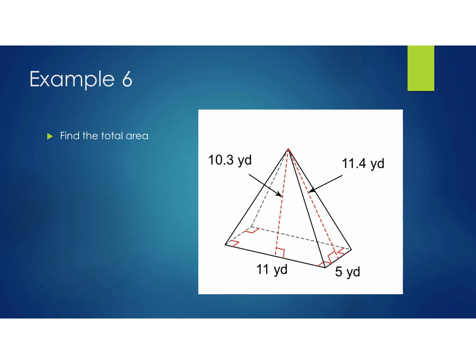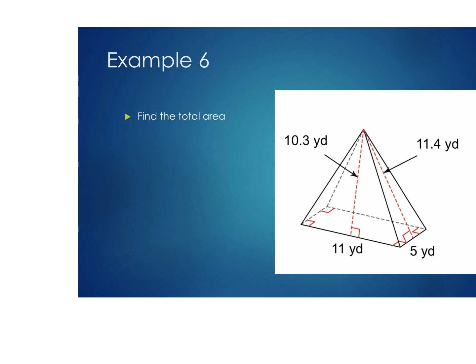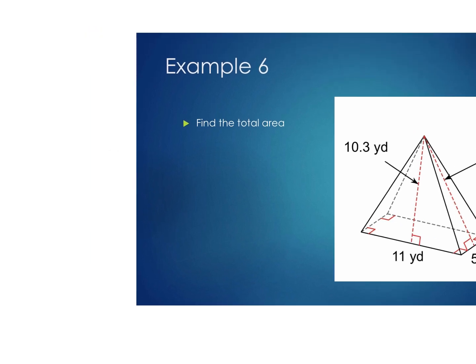Remember to use all the formulas I just showed you, that base shape must be regular. Notice this is not a regular quadrilateral, it's a rectangle. So in order to find the total area here, I'm going to need to find the area of the base, which is a rectangle, and the 4 triangles that are forming the lateral area.